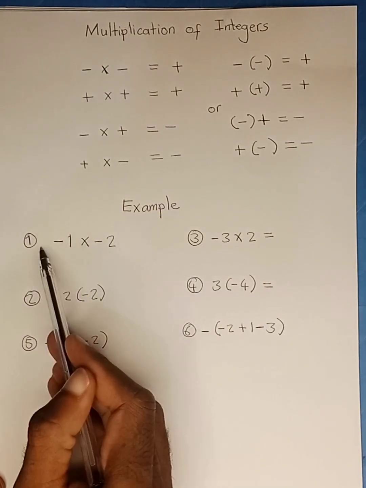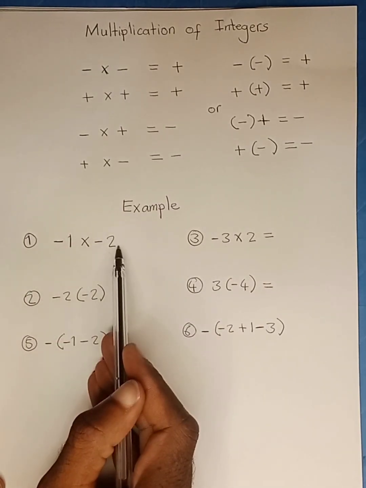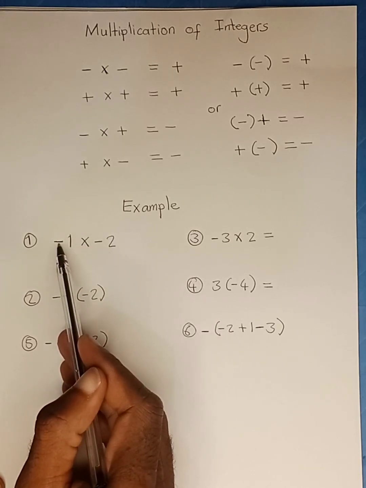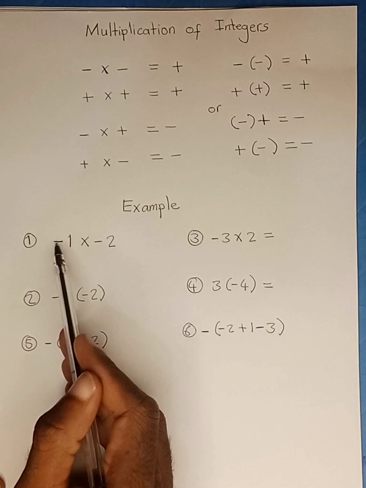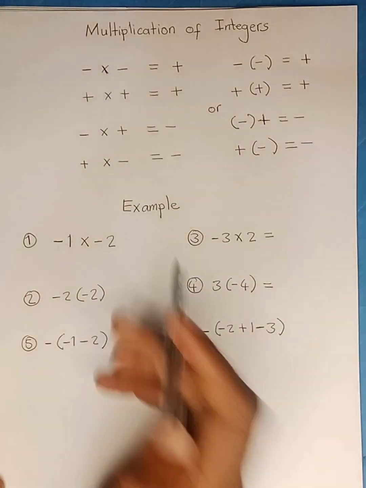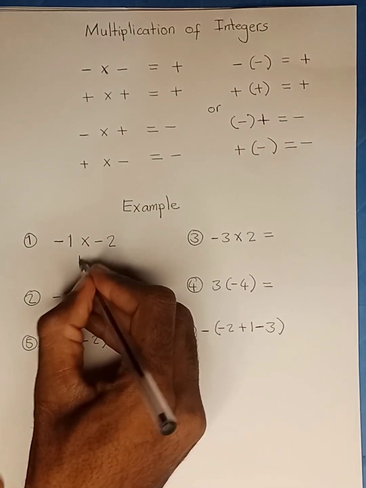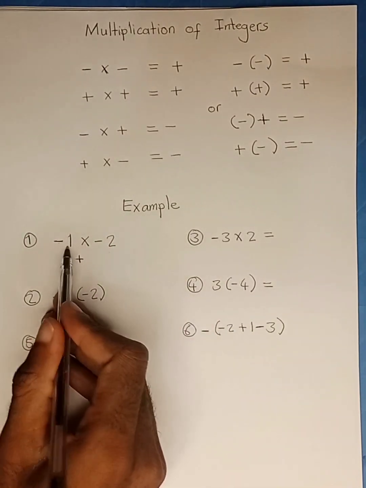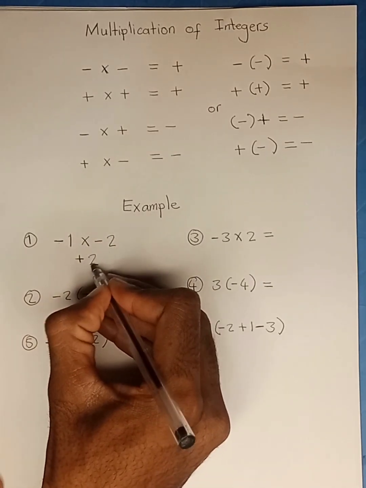So here, to multiply these two numbers, we are supposed to look at the signs first. So we have a negative here, and this is a negative. The operation is multiplication. So let us multiply the signs following the rules we have discussed here. So we have negative times negative, the result is positive. Then we can multiply the numbers.